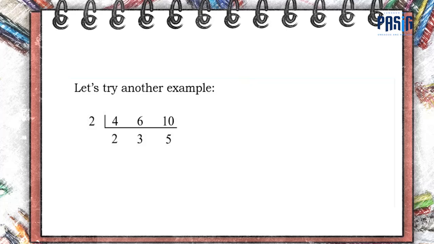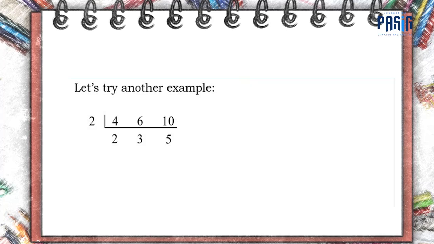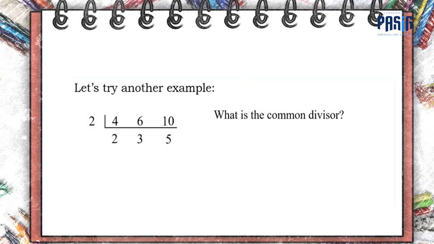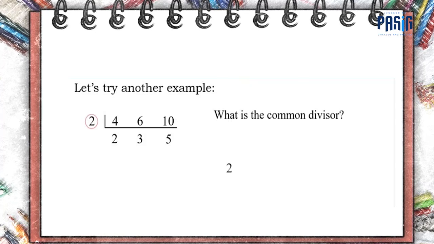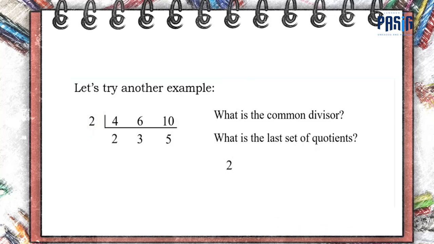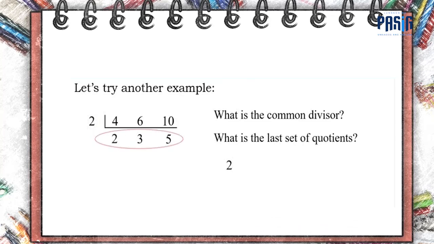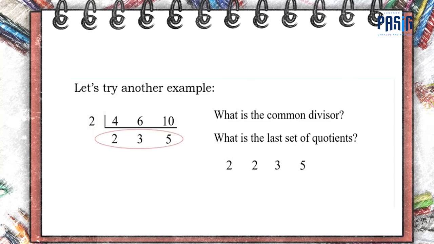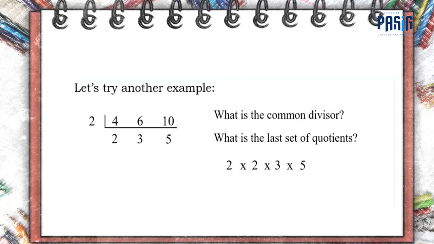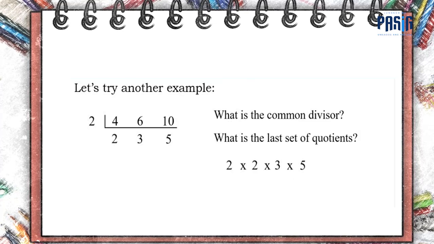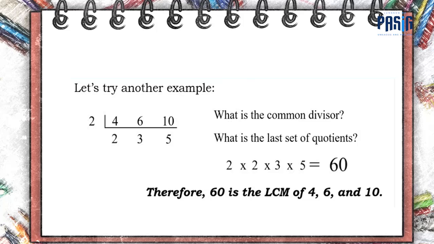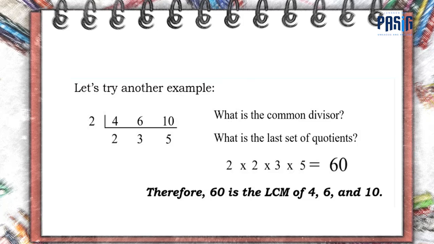Do they still have a common divisor? None. So let's stop the division process. Now, what is the common divisor? We have 2. What is the last set of quotients? Yes, we have 2, 3, and 5. Now, all we have to do is to get the product of 2 times 2 times 3 times 5, and that is equal to 60. Therefore, 60 is the LCM of 4, 6, and 10.